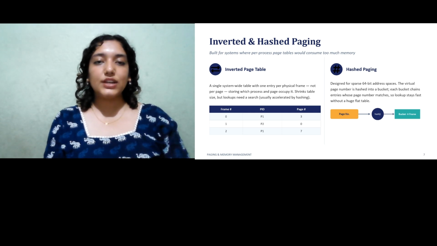यसमा चाहिँ हामीलाई hashed paging ले help गर्छ. It's often used alongside an inverted table for large sparse address spaces. The page number gets hashed into a bucket, and each bucket chains together entries with matching page numbers, keeping lookup fast without needing one giant table.